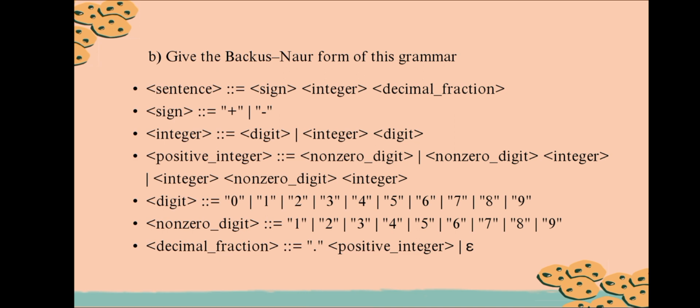And the last is epsilon. This symbol represents the empty string. The BNF accurately captures the structure of the given grammar, defining how valid signed decimal numbers can be formed. So this is how we can form the Backus-Naur form of this grammar.